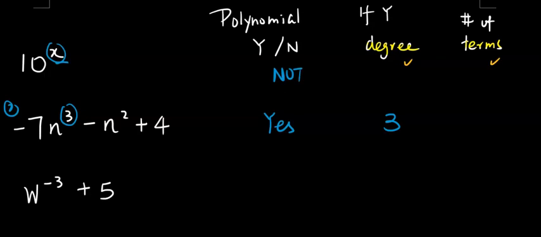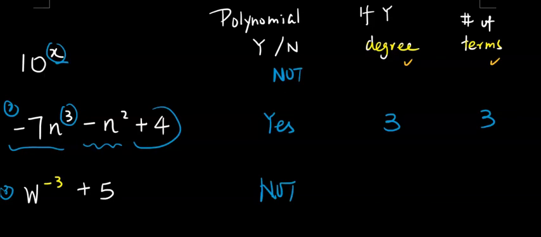How about a term? 1, 2, 3. 3 terms. Let's look at our last one for today. Is it a polynomial? If you say no, you are good because the exponent is -3, so it is not a polynomial. Wonderful job. Happy practice.